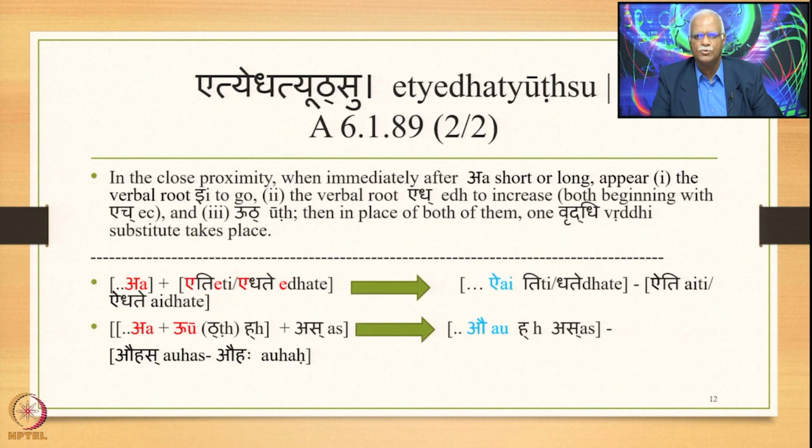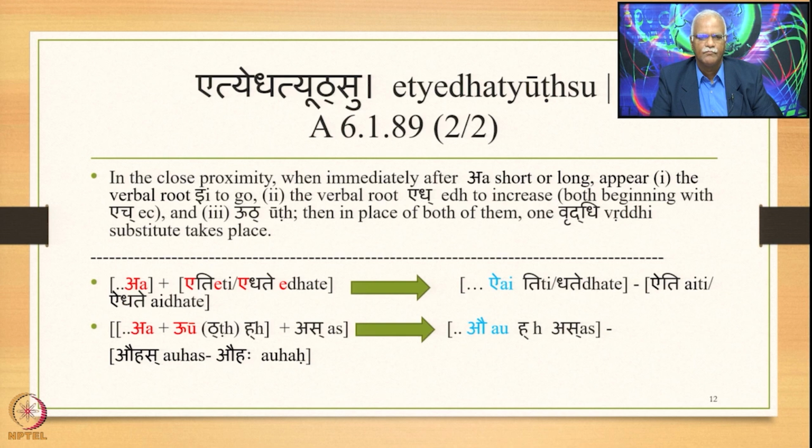So the meaning of this sutra, ete dhatyut su, is the following. In the close proximity, that is in the samhita mode, when immediately after a, short or long, appear the verbal root e, to go, and the verbal root edh, to increase, and most importantly both beginning with e, and finally ut, then in place of both of them one vriddhi substitute takes place.